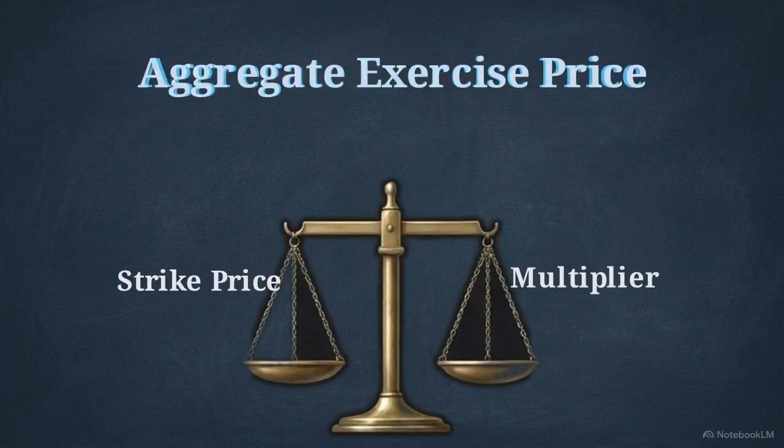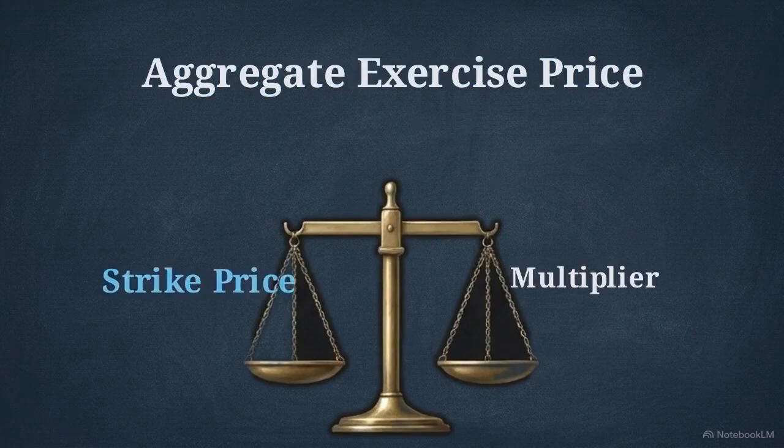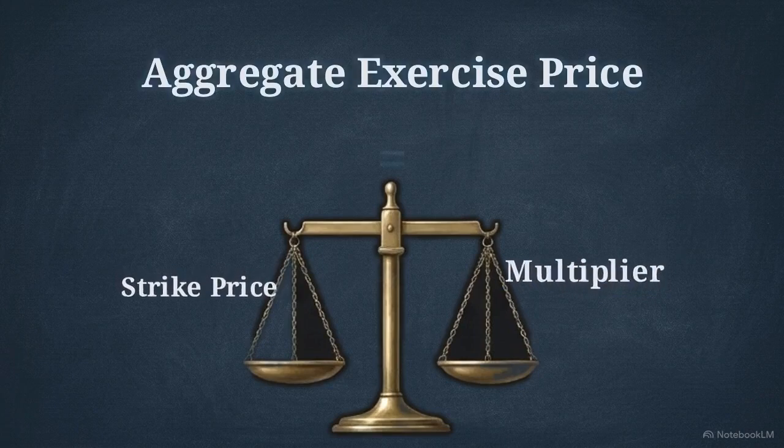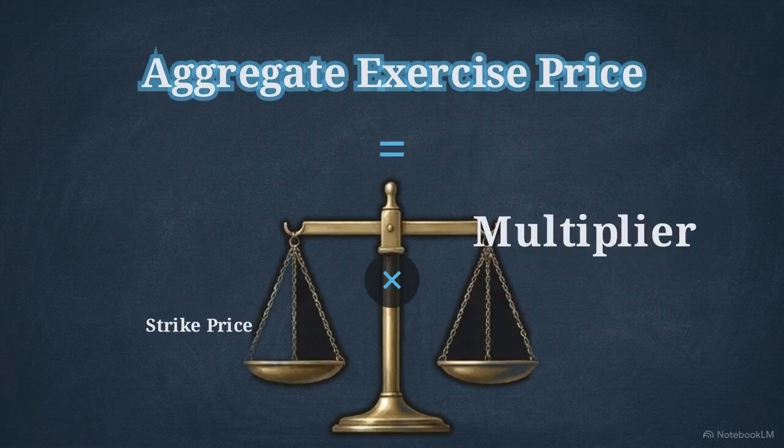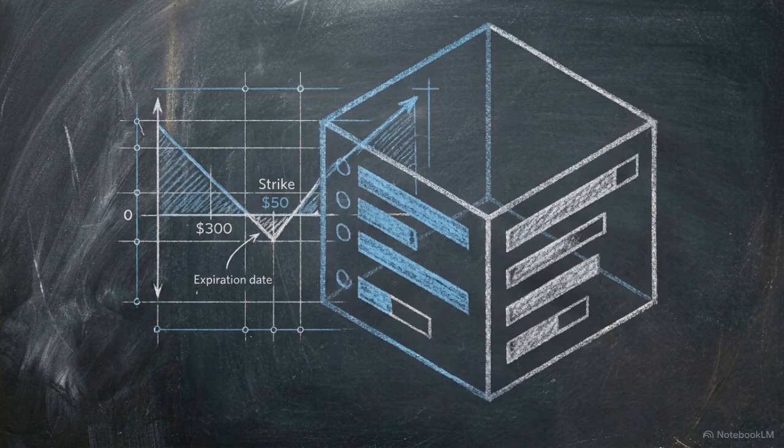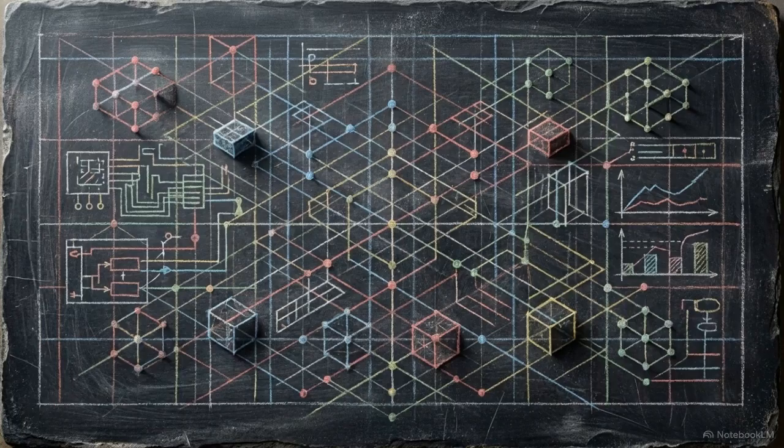The aggregate exercise price must always equal the strike price multiplied by the contract multiplier. The OCC changes whatever it must to ensure this specific number stays perfectly constant across the event. By understanding this boundary condition, you can anticipate exactly how your contracts will change. The OCC's logic stops looking like a collection of arbitrary rules and starts functioning as predictable math.